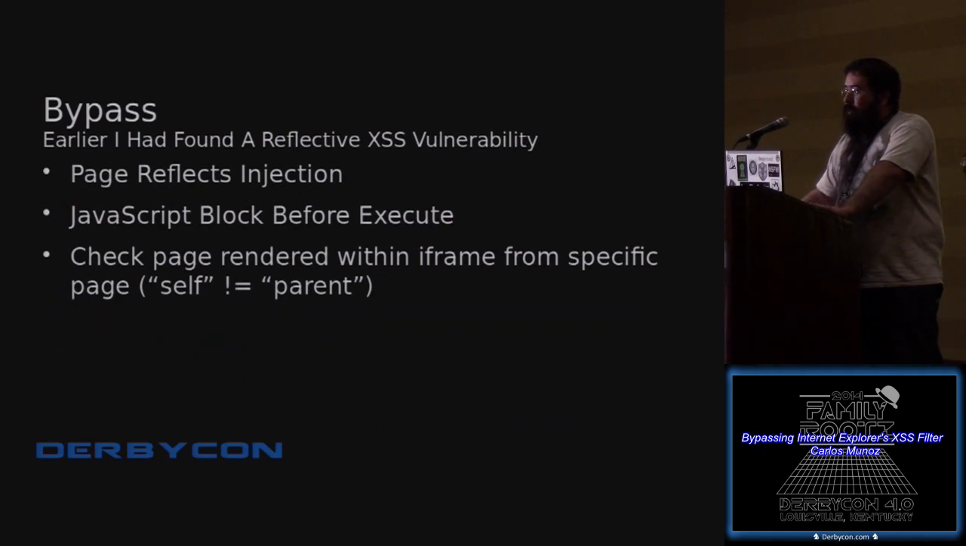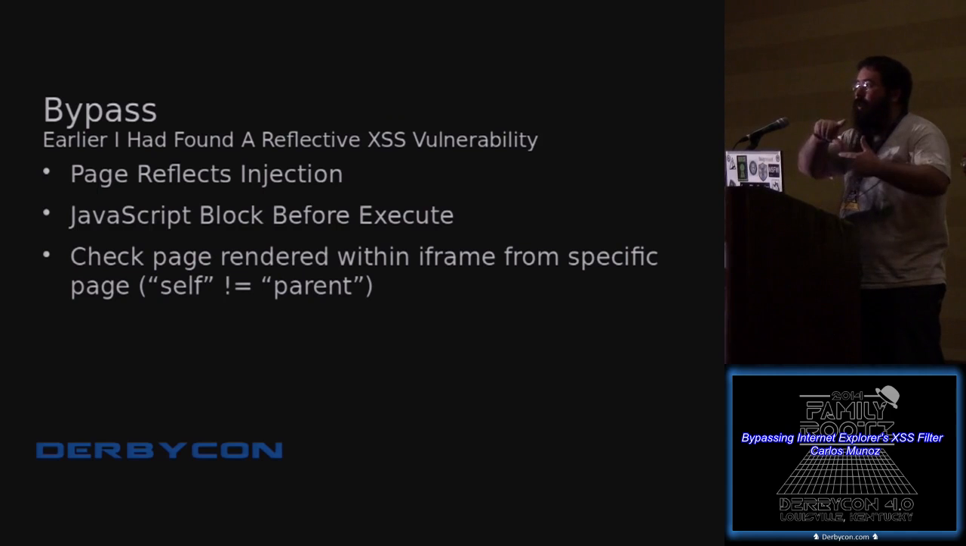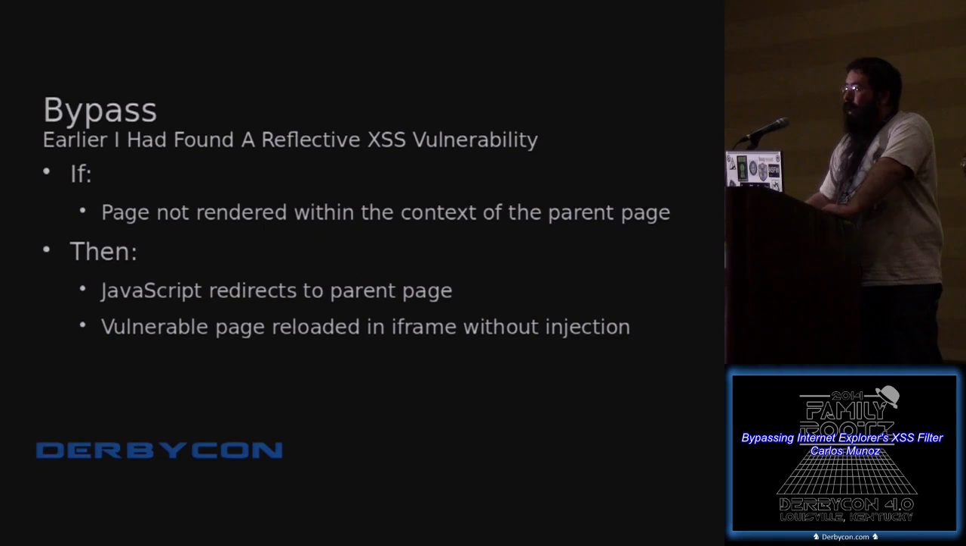Early in the assessment, I found a somewhat interesting cross-site scripting vulnerability, where I got my injection to reflect to the page. However, before that injection would execute, there was a block of JavaScript further up the page that would check to see, hey, is this page that I'm landing in being sourced in from an iframe from some other page? And if that was not the case, the JavaScript would redirect back to that parent page with the iframe, reloading the vulnerable page, but without the injection itself.